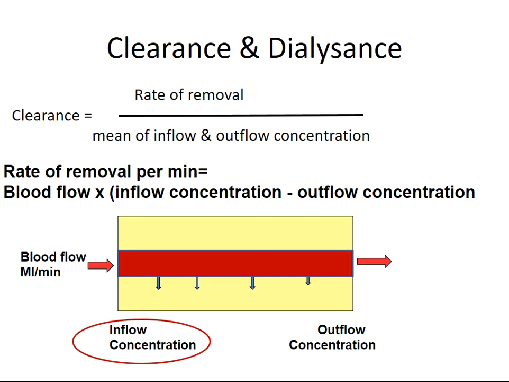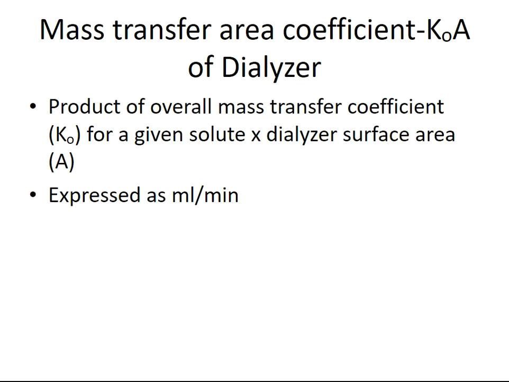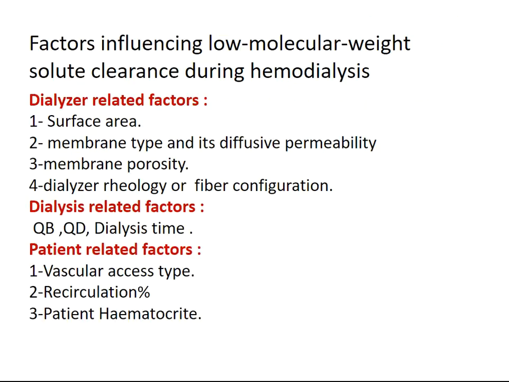The difference between the inflow concentration of a given solute minus the outflow concentration of the same solute, multiplied by the blood flow. While the mass transfer area coefficient, KoA, is a product of the overall mass transfer coefficient, Ko, for a given solute multiplied by the dialyzer surface area, and expressed as mL per minute.